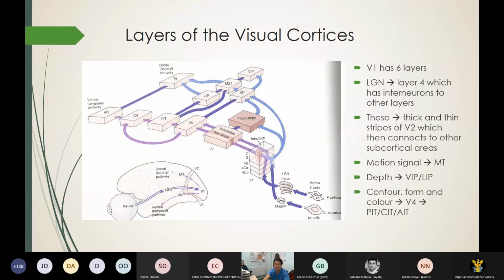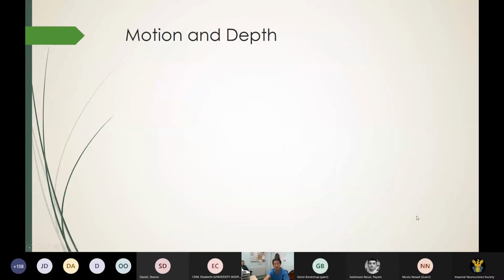There you go. This is just to show you roughly what information goes to which area. So the motion signal goes to your middle temporal cortex. The depth perception, as we already talked about, goes to precuneus, which is your posterior parietal areas. And then contour, form, and color goes to the V4, which is one of the associate visual cortices, which then goes to your inferior temporal cortices. So those are the areas involved in all the different things.